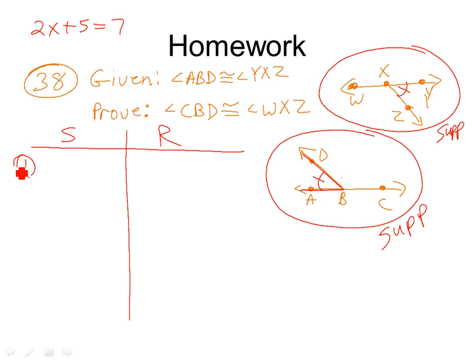What's our first statement going to be? Angle ABD is congruent to angle YXZ. How do we know that? Given.